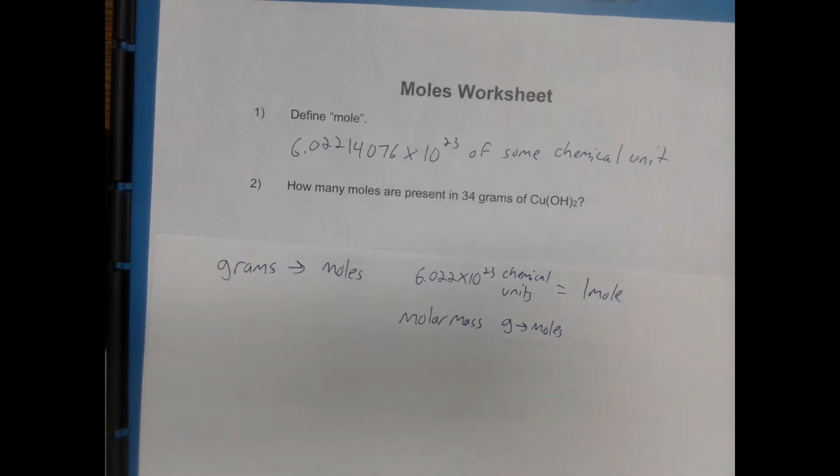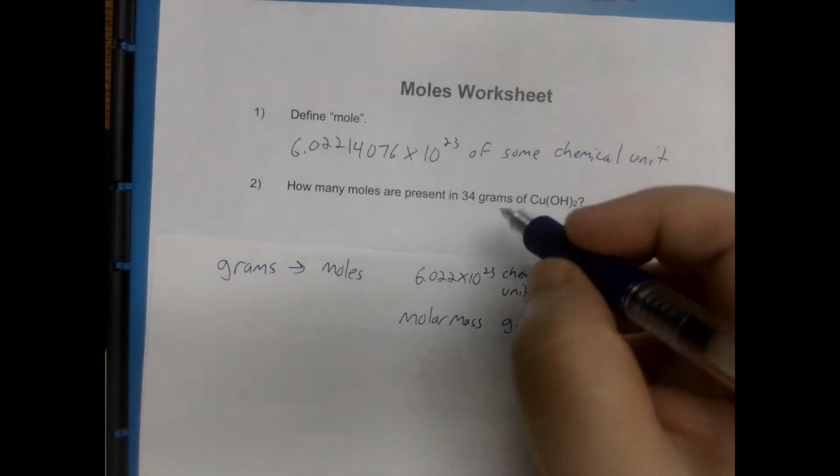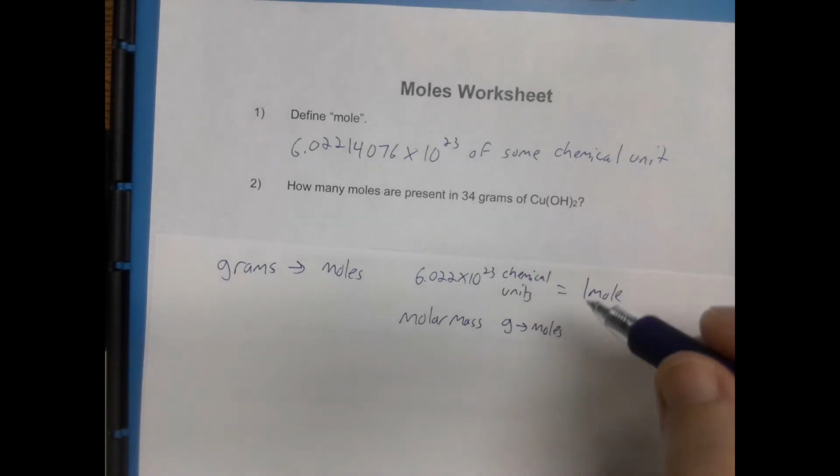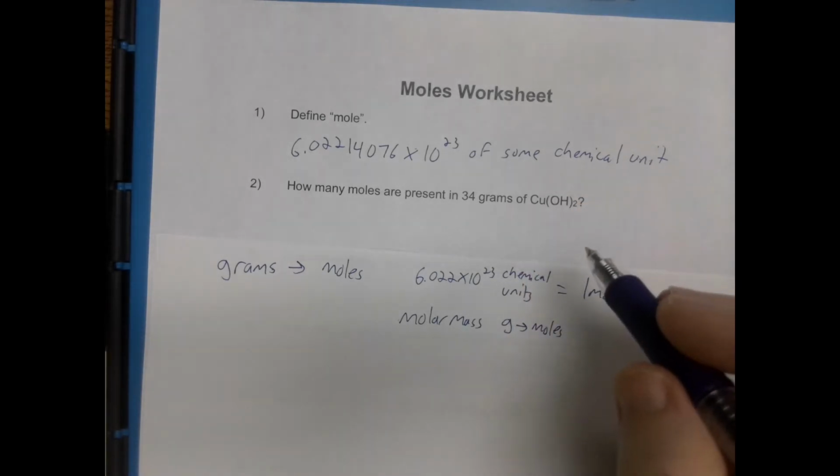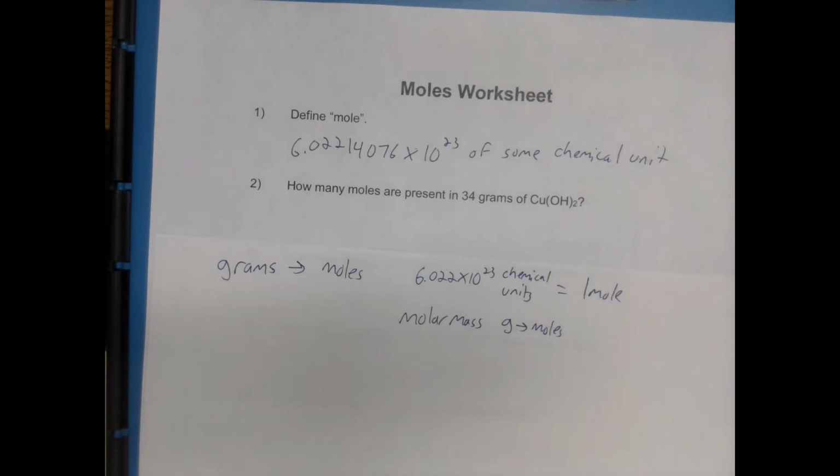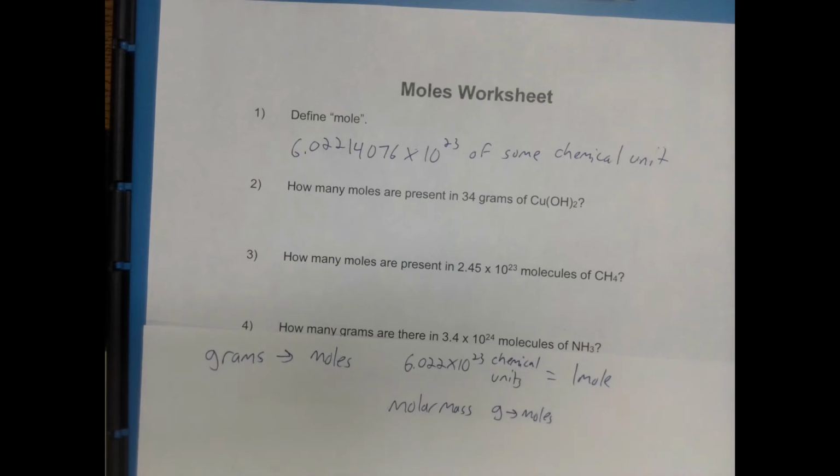So if we look at this problem, we have 34 grams of copper hydroxide. By the way, I'm going to be saying the chemical name of these chemicals. It's possible I can make a mistake because some of them, like H2O, is water. The technical name for it is hydrogen monoxide, but we call this water.